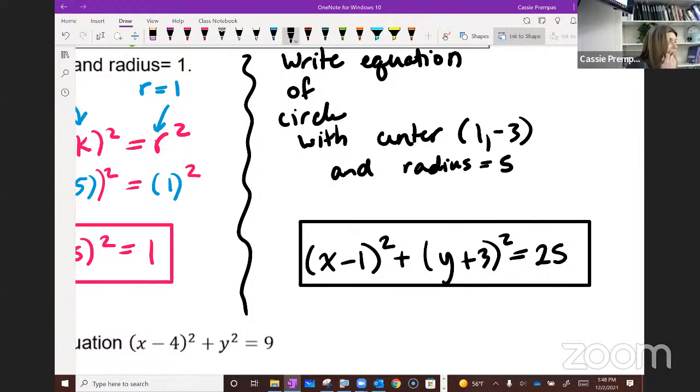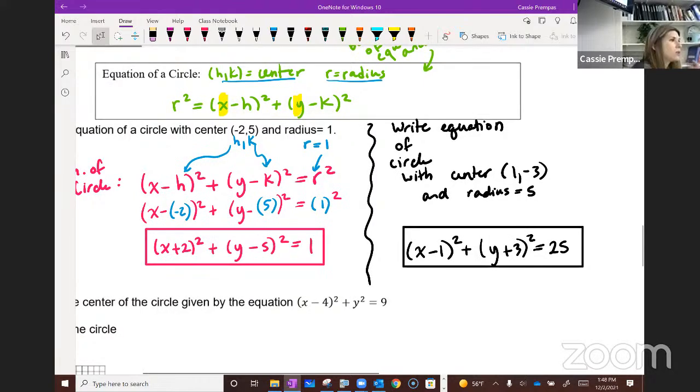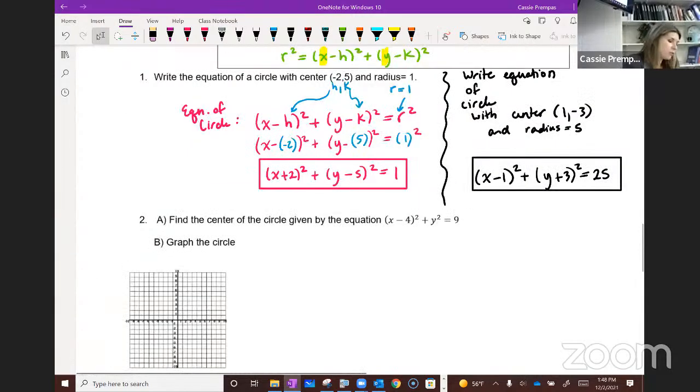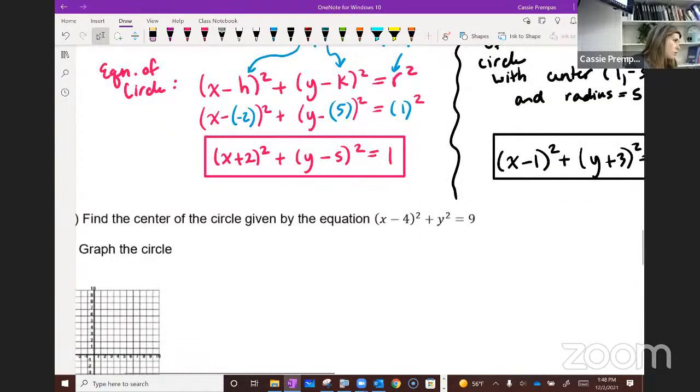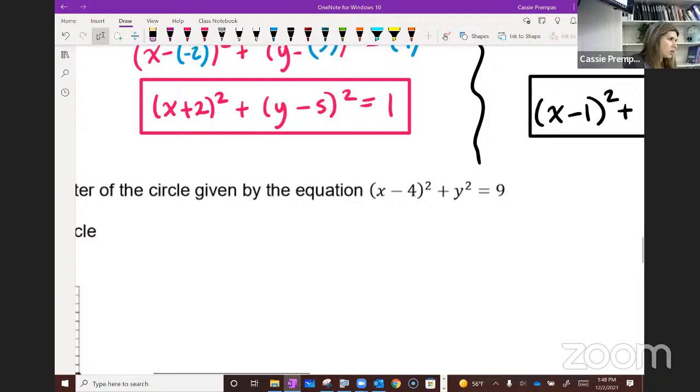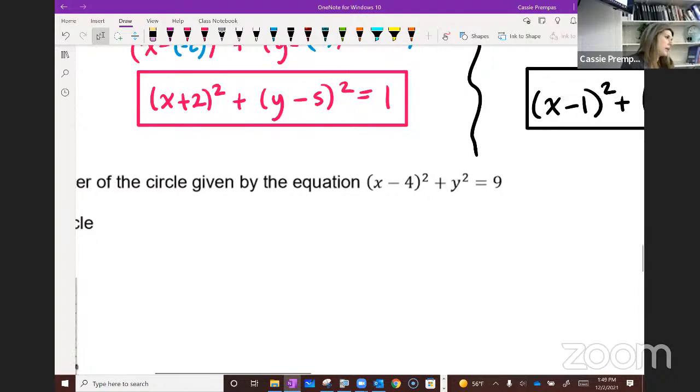All right, guys, go ahead and take a look. You should have quantity x minus 1 squared plus y plus 3 squared equals 25. Give me a thumbs up if you got it. Yes. All right, let's move on. That's the answer. You've created the equation. Now can you go backwards? Can you be given an equation and identify the center? And let's go ahead and identify the radius.